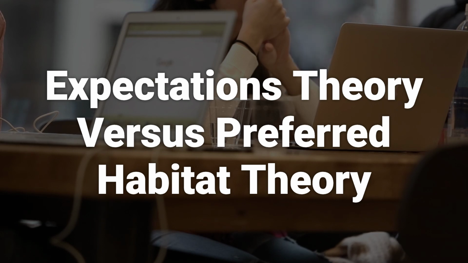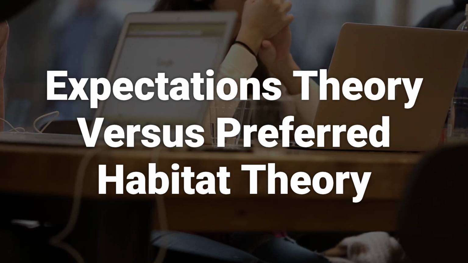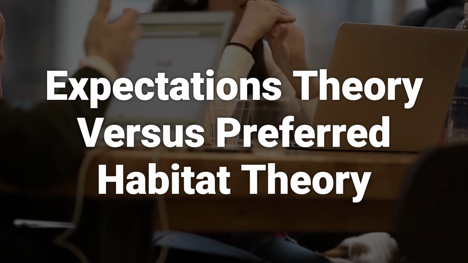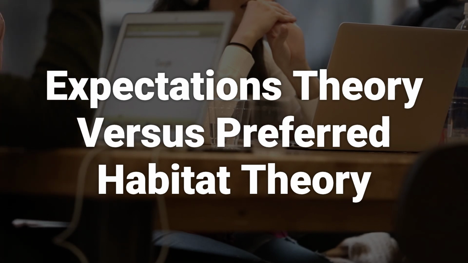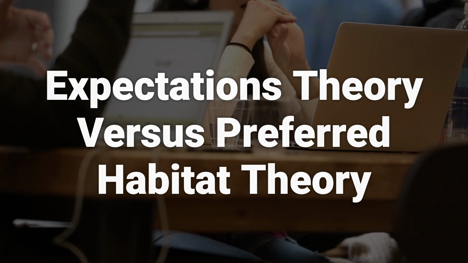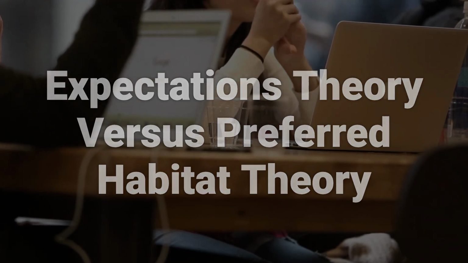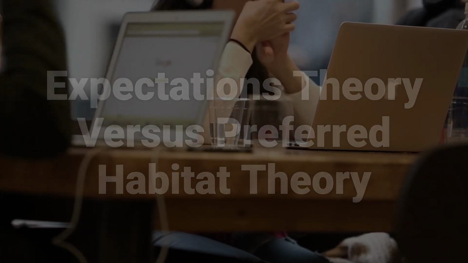The preferred habitat theory can help explain, in part, why longer-term bonds typically pay out a higher interest rate than 2 shorter-term bonds that, when added together, result in the same maturity. When comparing the preferred habitat theory to the expectations theory, the difference is that the former assumes investors are concerned with maturity as well as yield. In contrast, the expectations theory assumes that investors are only concerned with yield.